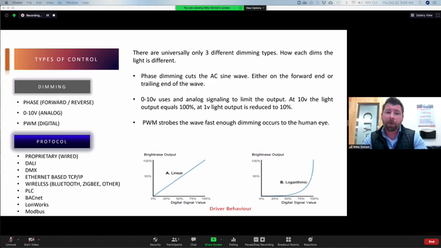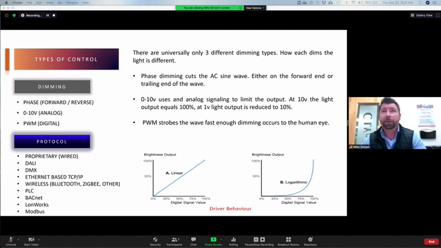But for the most part, most drivers these days mix 0 to 10 and pulse width modulation. So you allow analog to mix with digital, and it's much better control. You can see there's two different dimming curves there at the bottom right hand of your screen. There's linear and then there's logarithmic. And this is one thing that lighting designers really don't consider when they start mixing different driver types in the field.